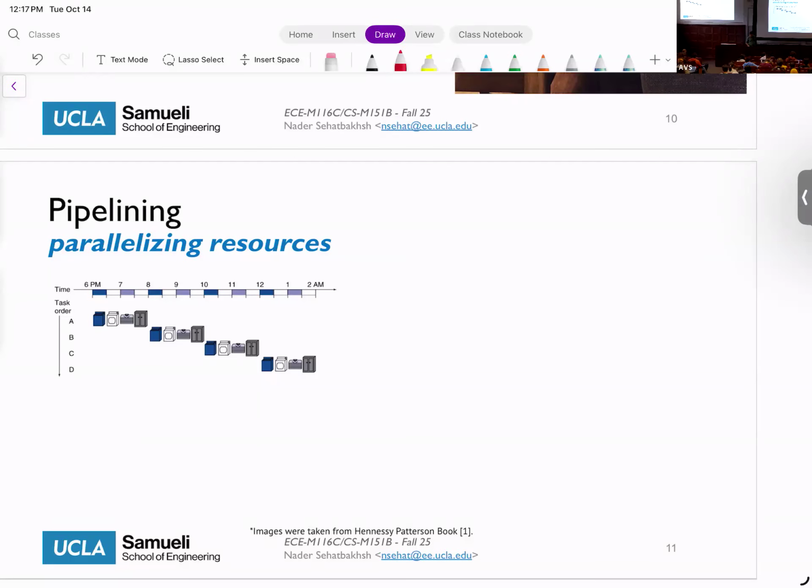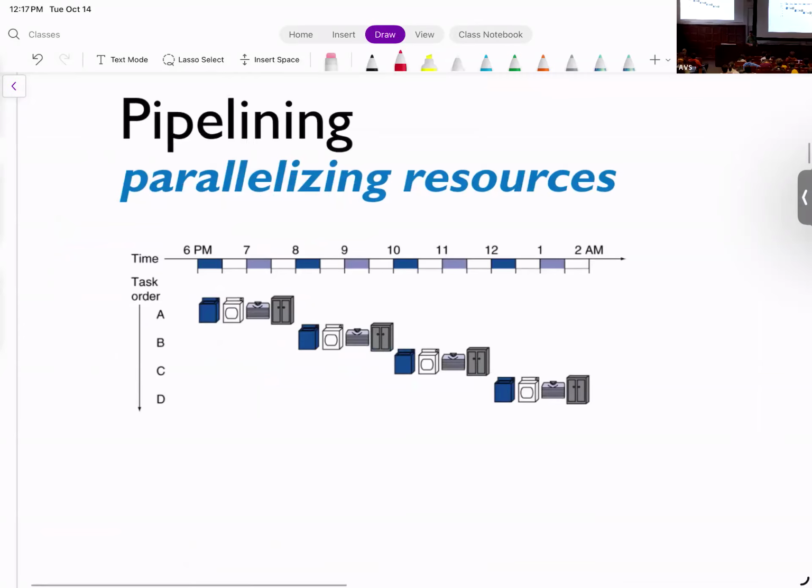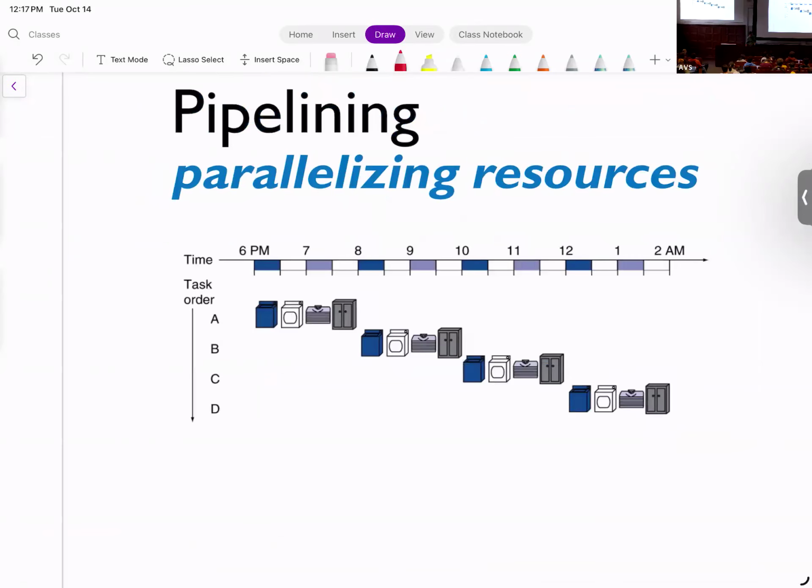So what is pipelining? I'm going to use the example that is used in the book to motivate the need. So think about the process of washing your clothes, okay? Think about it as 4 steps. You put it in the washer, you then take it out and put it in the dryer, then you fold your clothes, and then you hang it in the wardrobe or whatever, right? So these are the 4 steps.